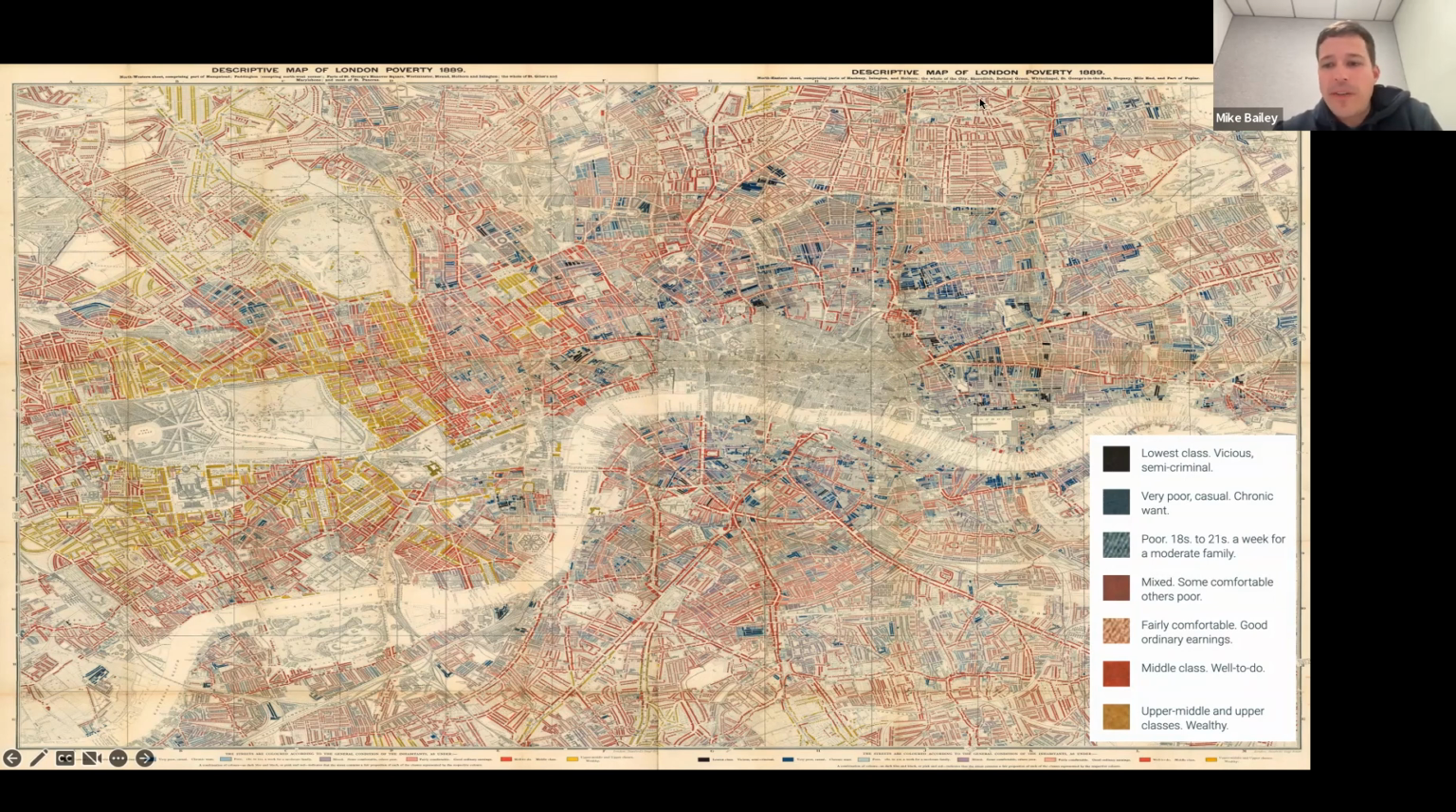of the poverty rate. And you can see his classification ranges from the lowest class, vicious, semi-criminal, and very poor, casual, chronic want, all the way up to upper middle and upper classes, wealthy. So even back then they had casual as an insult for people. So when you call someone a casual, it's a 1880s London term you're using.